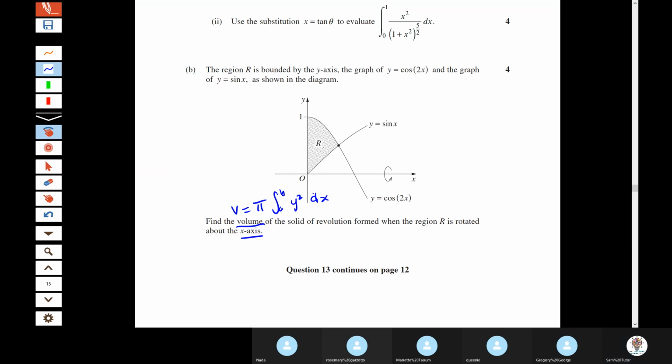Yes? The region R is bounded by the y-axis, the graph y equals cos 2x and the graph of y equals sine x. Find the volume of the solid of revolution formed when the region R is rotated about the x-axis. What's the only thing I don't have? I don't have y squared, you're right. I don't have their point of intersection. So what's the first thing I've got to do?